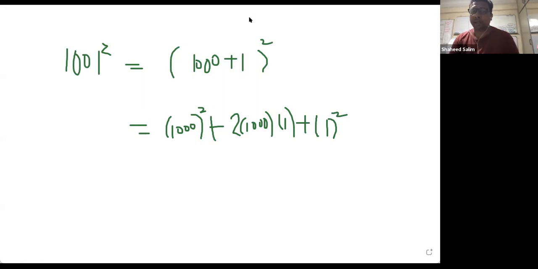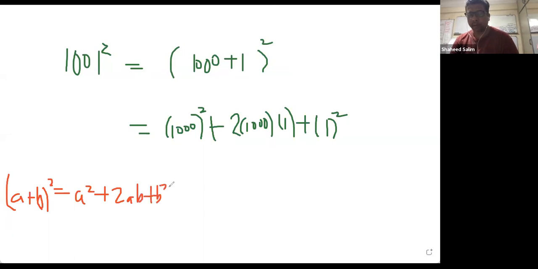Okay, you don't understand. I'll show you now the expansion. Expansion is like this. (a plus b) squared. This is standard. So when you expand, the expansion is a squared plus 2ab plus b squared. So you follow the pattern here. a squared, okay. 2ab, 2 times a times b. Plus b squared like that.